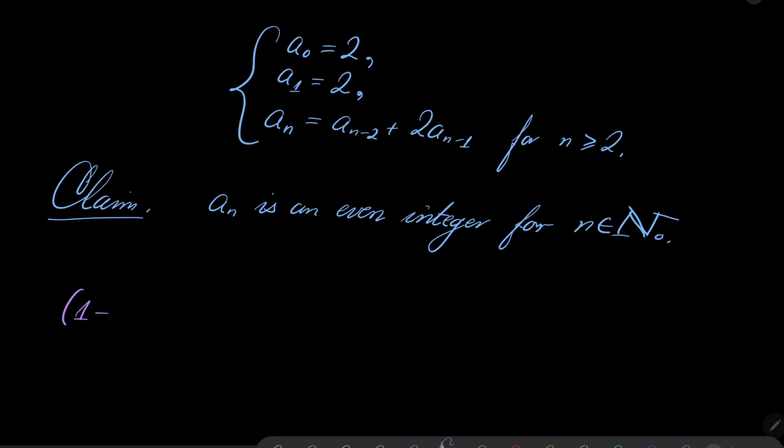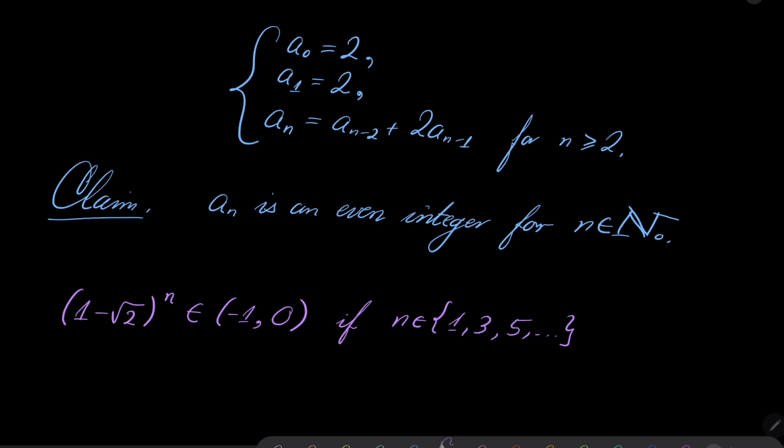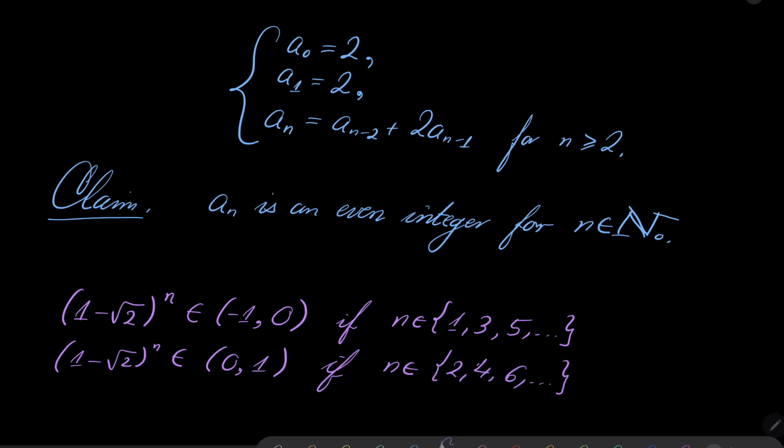1 minus square root of 2 to the power of n. Notice that this number, 1 minus square root of 2, is about minus 0.4, to the power of n. This number is between minus 1 and 0 if n is odd and greater than 0. And this number is between 0 and 1 if n is even but not 0: 2, 4, 6, and so on.